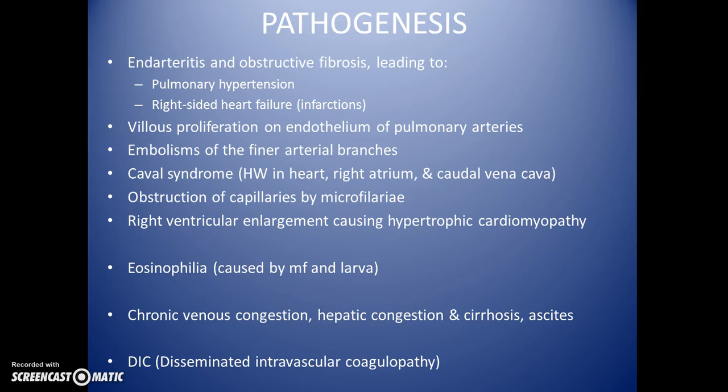Eosinophilia. We have discussed eosinophils, which are the type of white blood cells we may see in the blood with parasites and allergies. Chronic venous congestion, which is backing up of blood in the veins, hepatic congestion and disease of the liver, also named cirrhosis, and ascites. And then DIC is also another problem that can occur from heartworm.